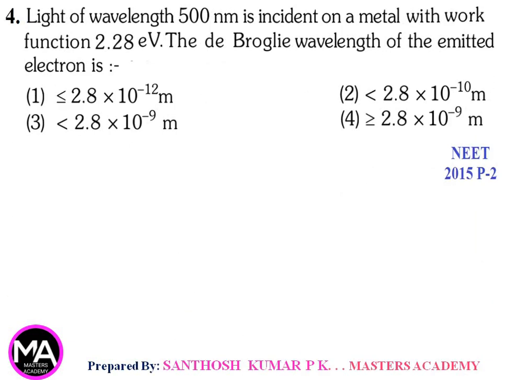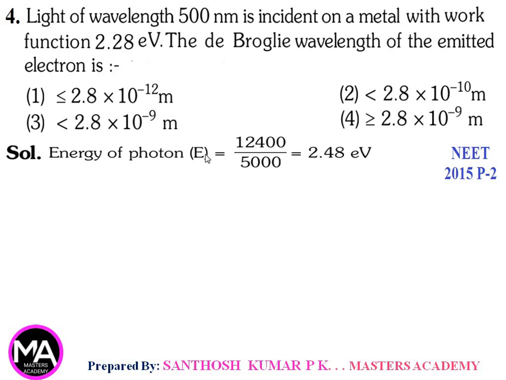Next problem. Light of wavelength 500 nanometer is incident on a metal with work function 2.28 electron volt. The de Broglie wavelength of the emitted electron is. Here, the energy of the photon is given by E is equal to hc by lambda. The value of hc in terms of electron volt is a standard value, 12,400 divided by the wavelength, 500 nanometer, which is 5,000 angstrom. So, it is 12,400 by 5,000, which is 2.48 electron volt.